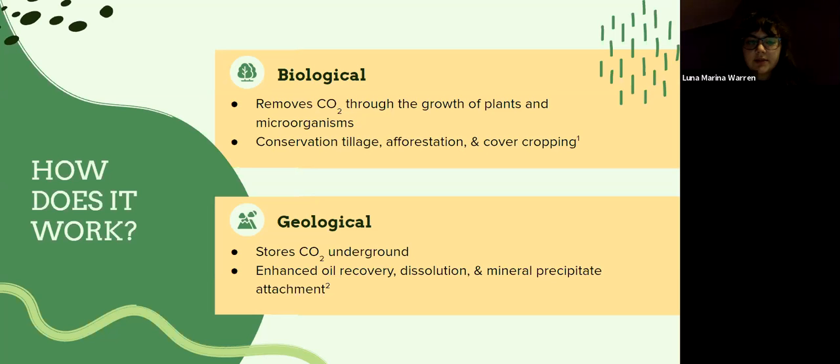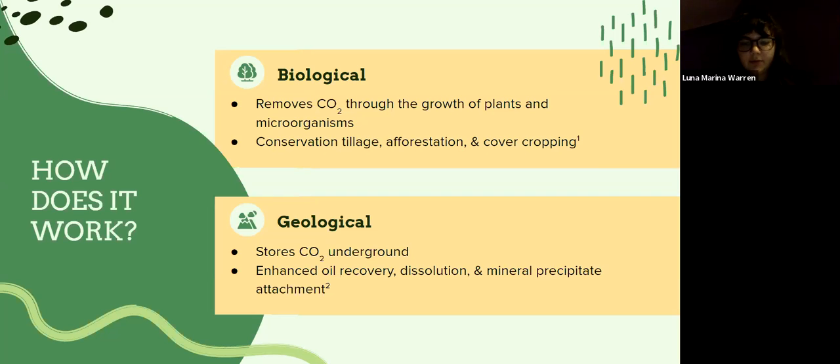And the way that we can do this is through farming techniques like conservation tillage, which is where we don't manipulate the soil to promote growth. Afforestation, which is planting new forests, and also cover cropping, which is when farmers cover their soil in between crop rotations with small grains like clover in order to promote organic matter and growth in their soil.